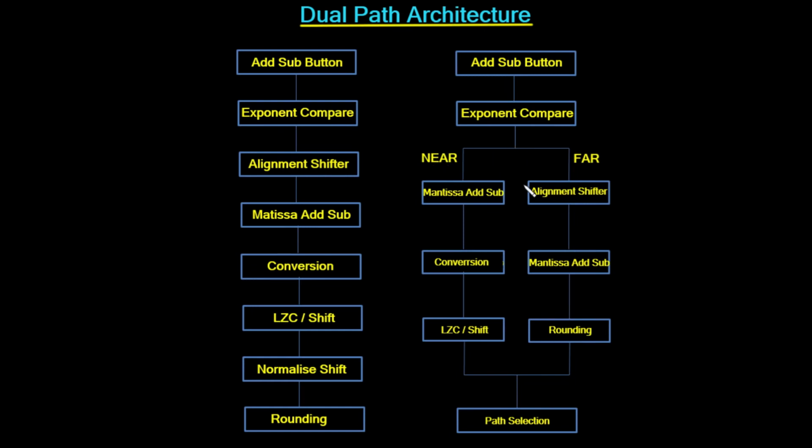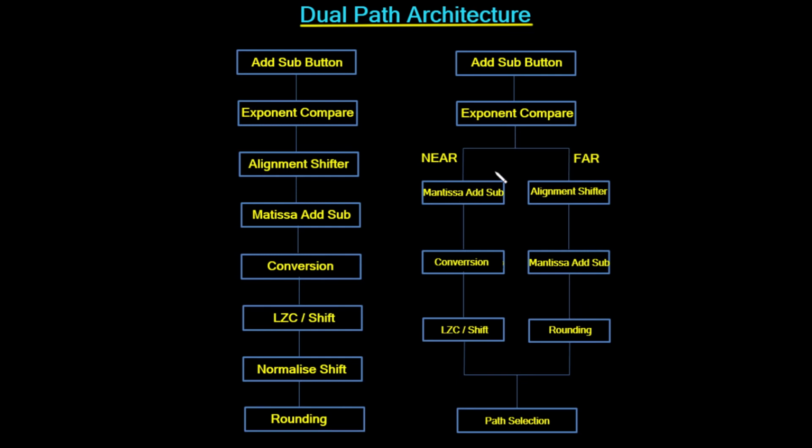Now the far path, although it says that it's called a far path, and you would suggest that you only work with exponents which are greater than 1, it's not actually true. You will still operate in exponents that are values of 0 and 1. So how does this dual path architecture cut down in the number of processes?